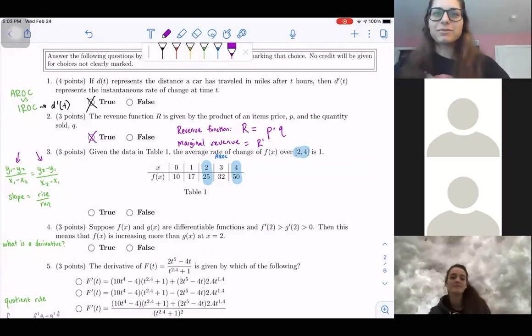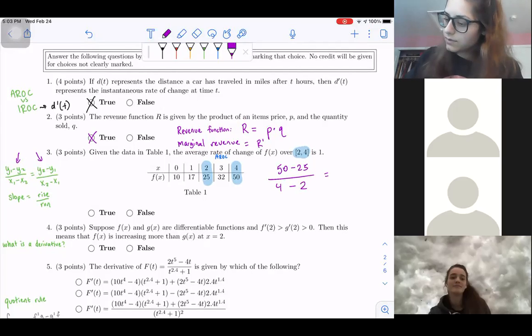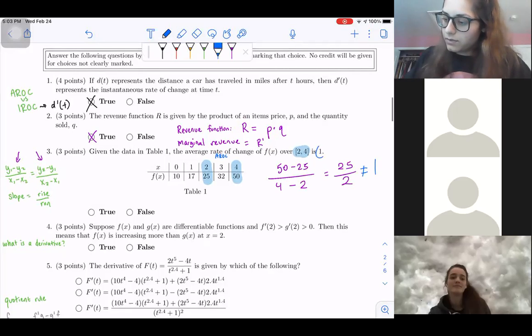I feel like not everyone is super clear on that, from what I've noticed over the past few weeks. If you do y1 minus y2 over x1 minus x2, that will give you the exact same result as y2 minus y1 over x2 minus x1, also known as slope or rise over run, change in y over change in x. Those are all the same thing. So if we plug into one of those, we have 2 points, right? We have (2, 25) and (4, 50). So we can do 50 minus 25 over 4 minus 2. And then we will get 25 over 2. 25 over 2 is not equal to 1, right?